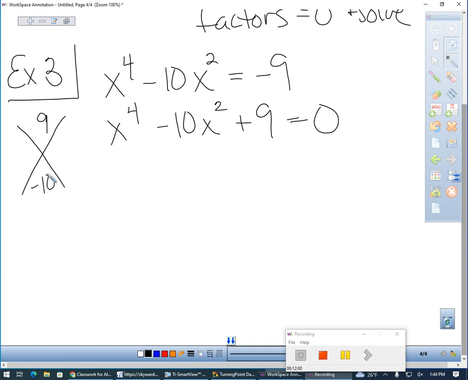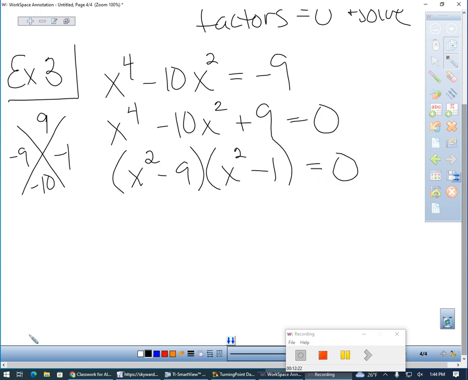What are my sides? Negative 9 and negative 1. Thank you. So now, instead of saying I have x minus 9, because I have an x to the 4th, it's x squared minus 9. And instead of saying x minus 1, I have to say x squared minus 1 equals 0. So now I'm going to set each of those factors equal to 0 and solve.